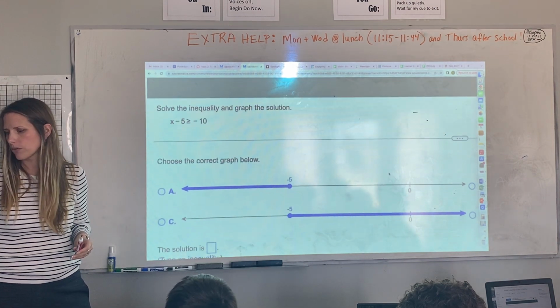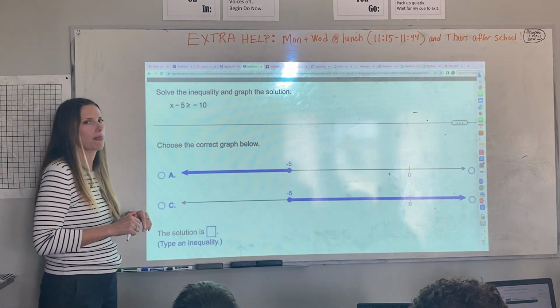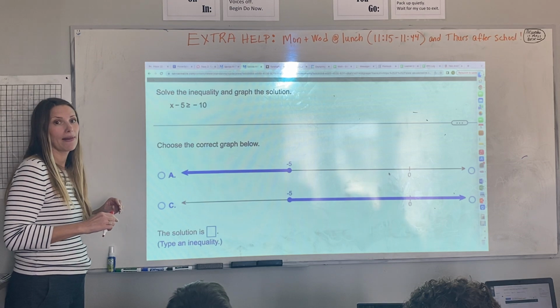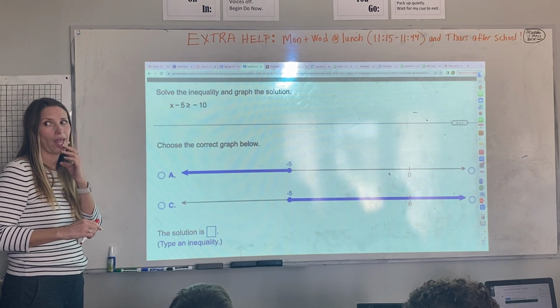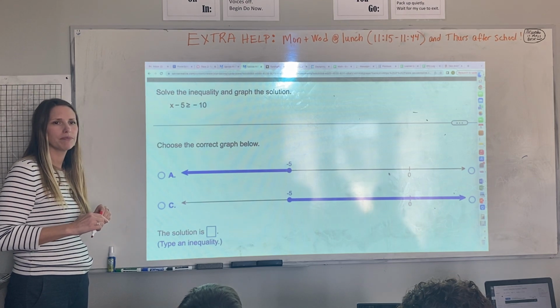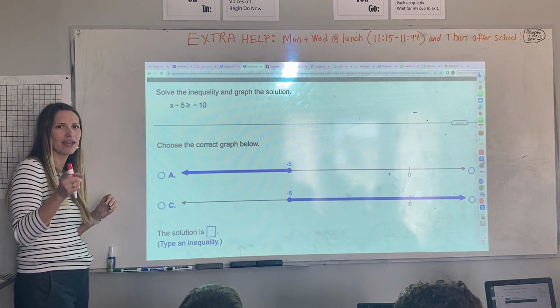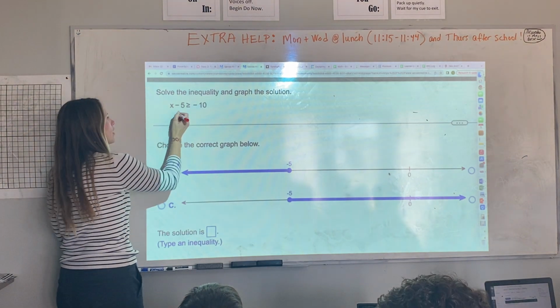I need somebody else to walk this one for me. Somebody who hasn't gone yet. Carmine? So we were working on this yesterday too. So what you do is you add 5 on both sides. I'm so sorry, people are being rude. Are you okay? Yeah. Okay. Go ahead. Plus 5 on both sides.